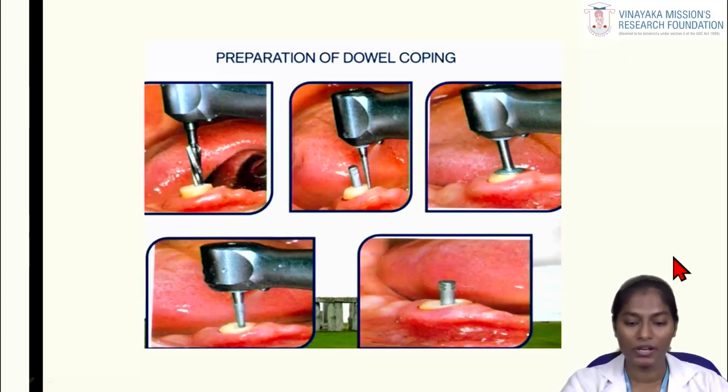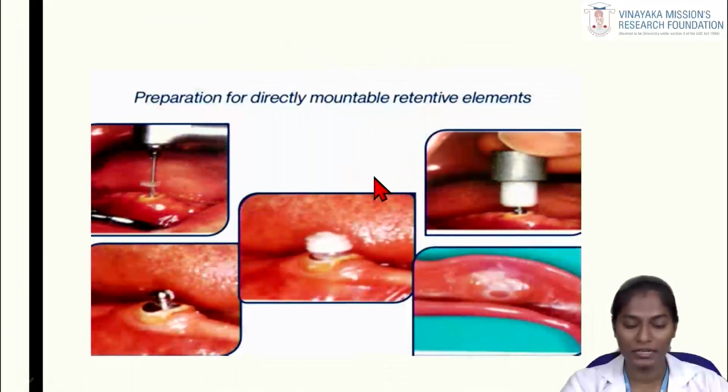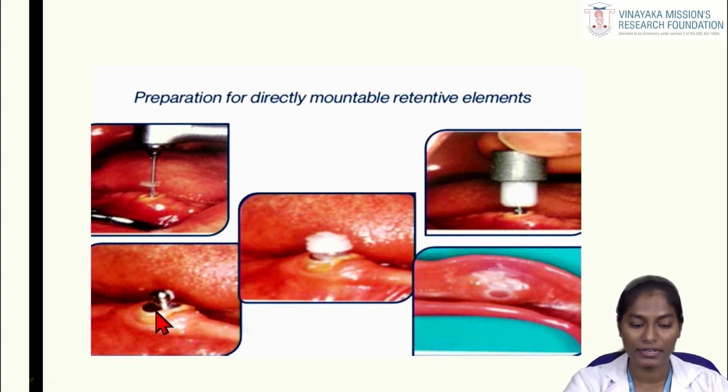Next, we are going to prepare the post space. The tooth has been modified and the post space has been created, and the third step is preparation for the directly mountable retentive elements, where the stud attachment is inserted into the post space prepared on the abutment teeth.